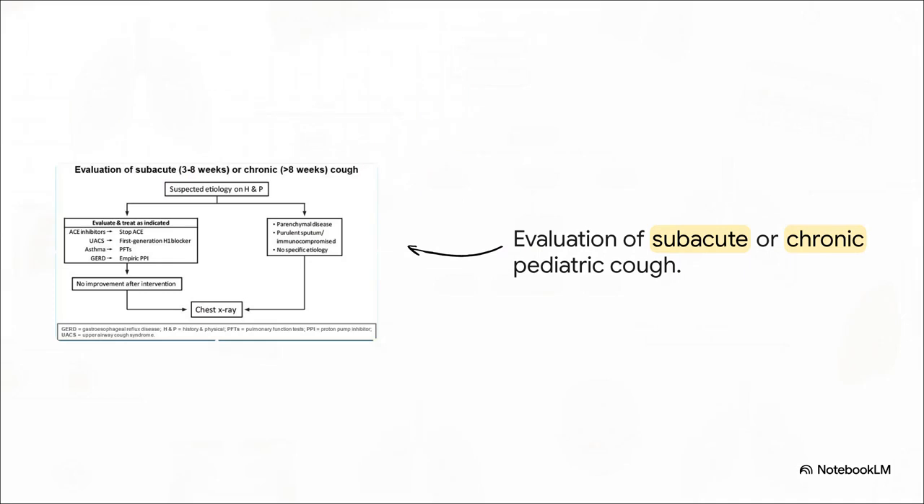Finally, let's look at evaluating subacute or chronic pediatric cough, which is any cough lasting beyond 4 weeks. If the history points to upper airway cough syndrome, your next step is an empiric trial of an oral first-generation H1 blocker. If you suspect asthma, you need to get pulmonary function tests. You should only proceed to a chest x-ray if the patient isn't improving after those targeted interventions, or if you suspect parenchymal disease or an infection right from the start.